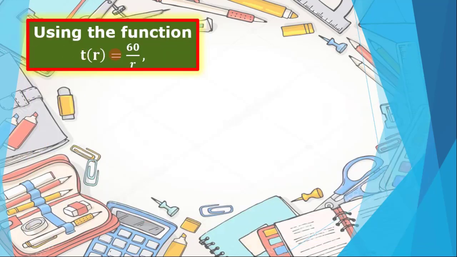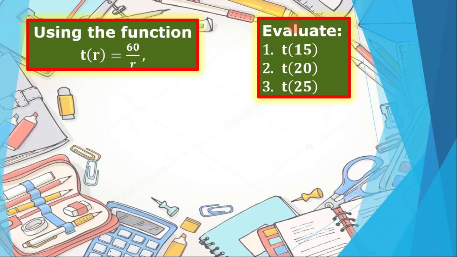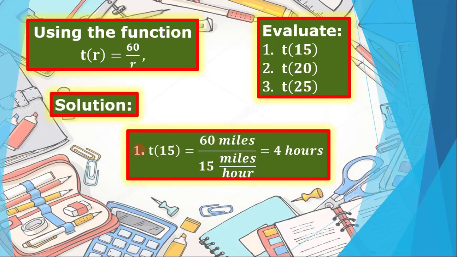Using the function t of r equals 60 over r, we have to evaluate the ones I mentioned earlier. We have number 1, t of 15 miles per hour, t of 20 miles per hour, and t of 25 miles per hour. So for the solution of number 1, we just simply substitute r equals 15 miles per hour in this function t of r equals 60 over r. So let's do this here. We have 60 miles, the distance, over 15 miles per hour, which is the rate.